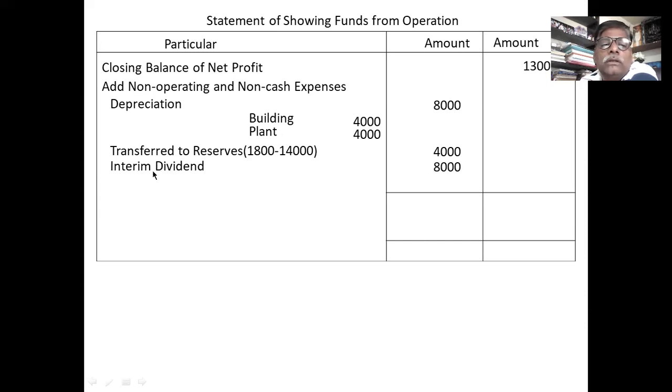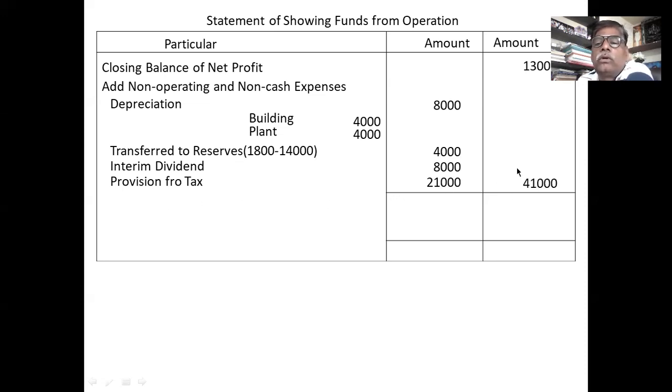Next is dividend, interim dividend paid 8,000 adjustment. And provision for tax, this is the amount you calculated in the account. Take here what came in the P&L account. Take provision for tax 21,000. Where does tax paid go? To the next statement. Remember that.